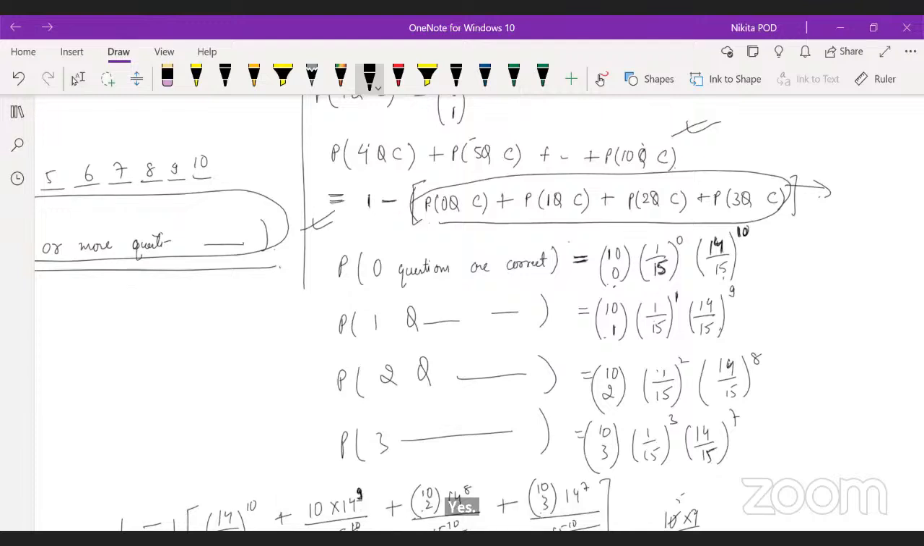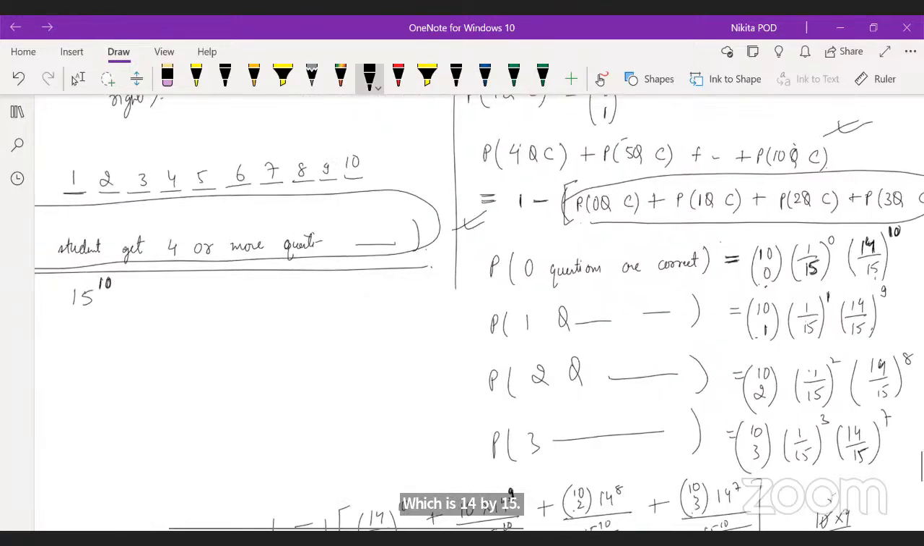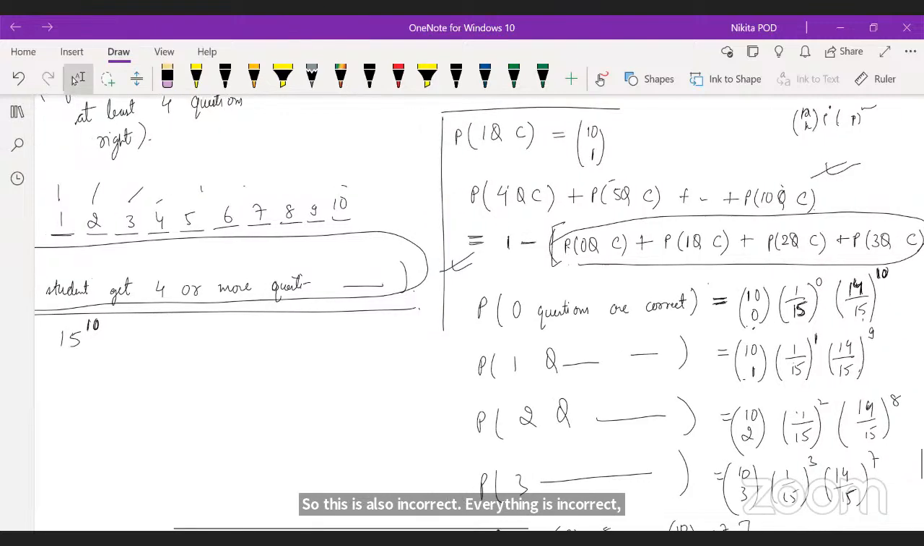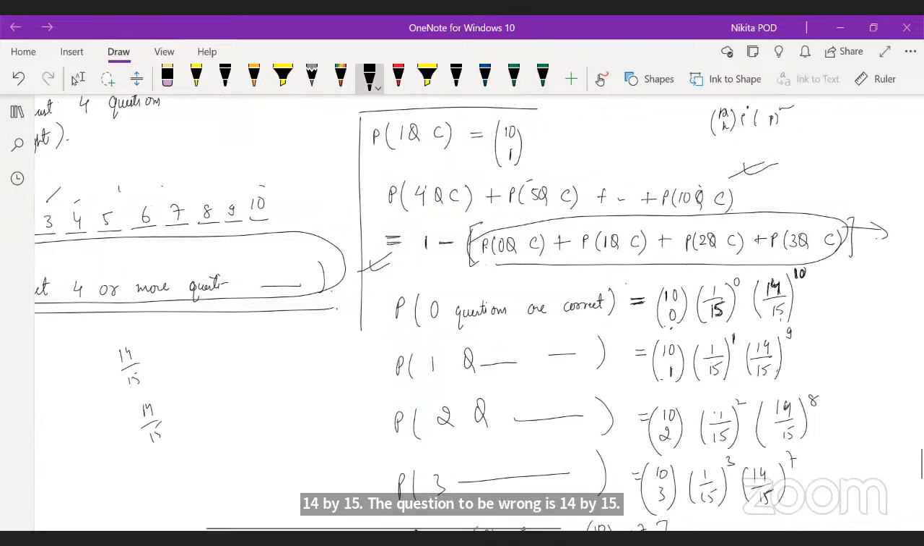So if you have these 10 questions, and this is also incorrect, this is also incorrect, everything is incorrect, right? So this is just for each of the questions. For question 1 to be wrong, the probability is 14 by 15. For question 2 to be wrong, it is 14 by 15. So we have 10 such questions, so 14 by 15 to the power 10.